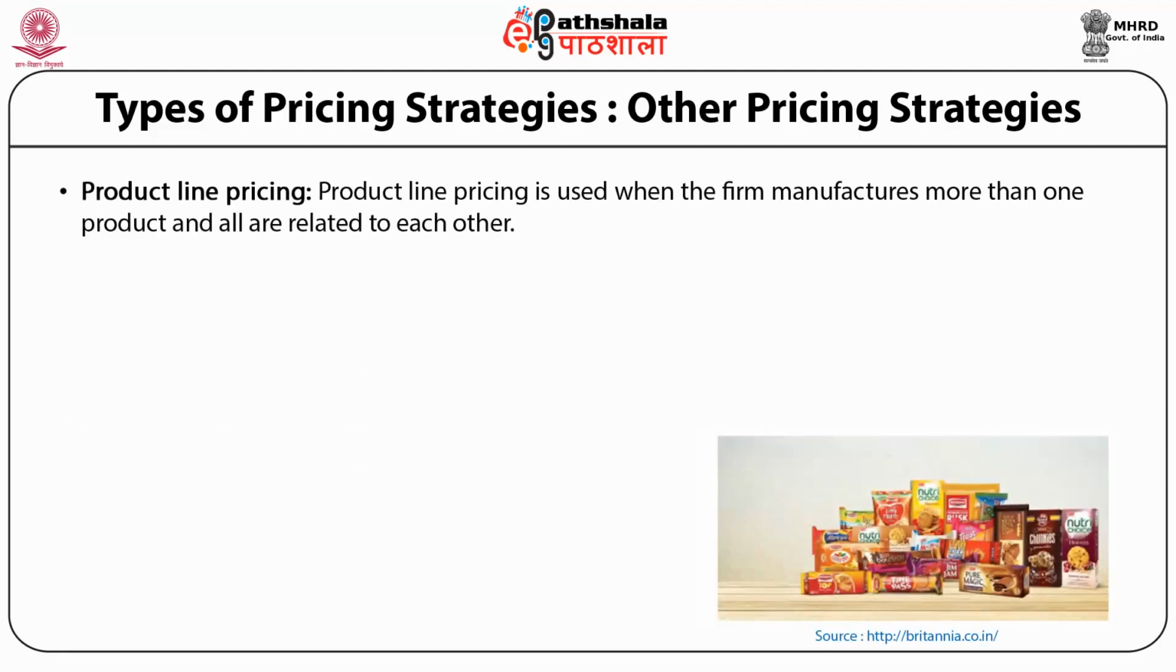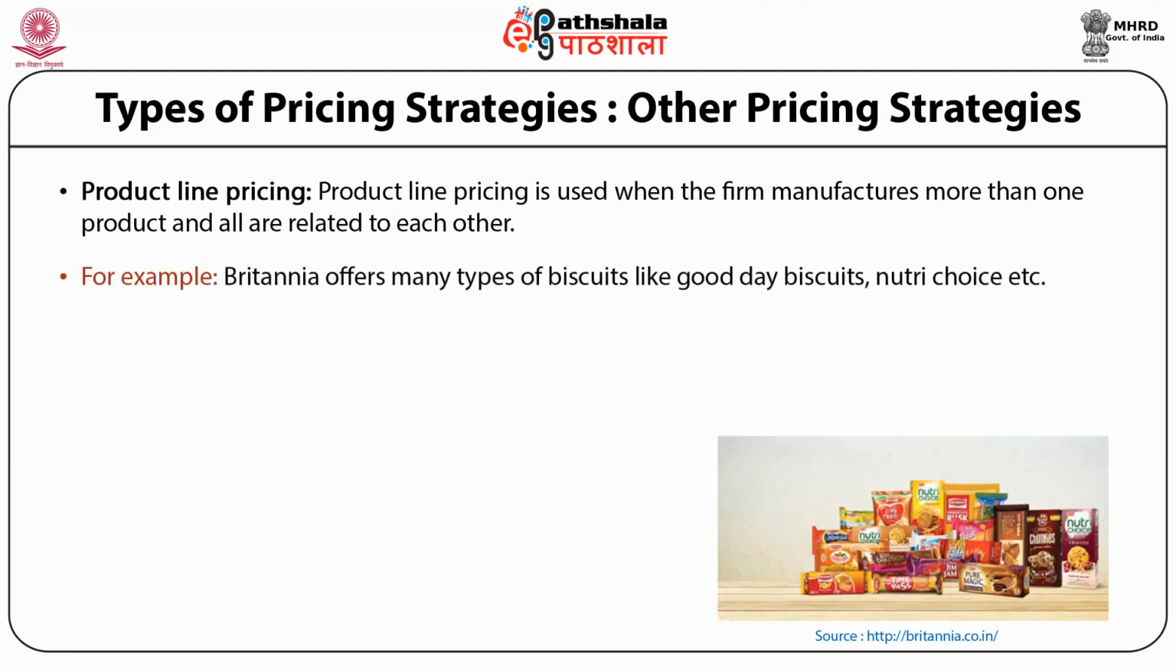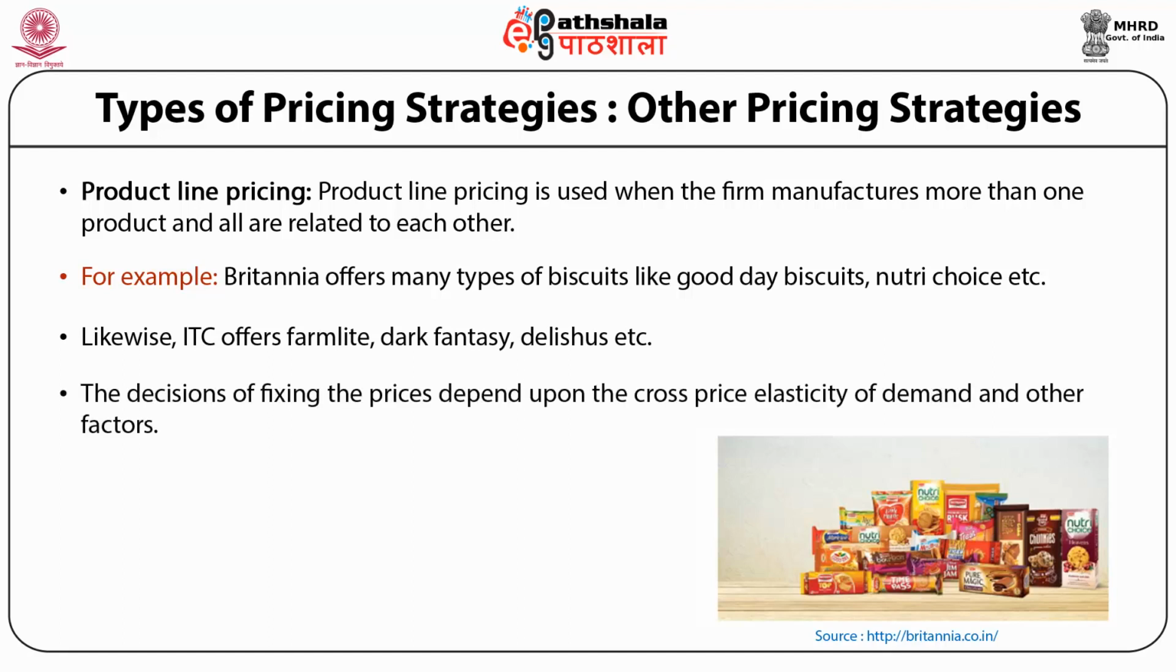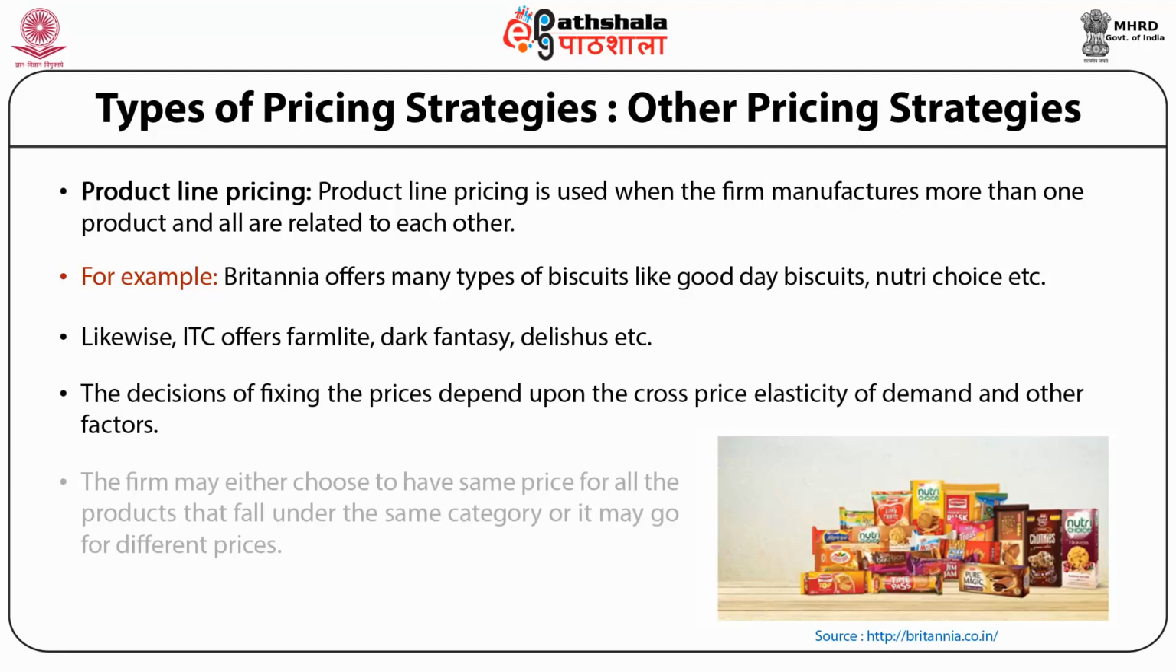Product line pricing. Product line pricing is used when the firm manufactures more than one product and all are related to one another. For example, Britannia offers many types of biscuits like Good Day Biscuits, Nutri-Choice. Likewise, ITC offers Dark Fantasy, Delicious, etc. The decisions of fixing the prices depend upon the cross elasticity of demand and many other factors. The firm may either choose to have the same price for all the products that fall under the same category, or it may go for different prices.